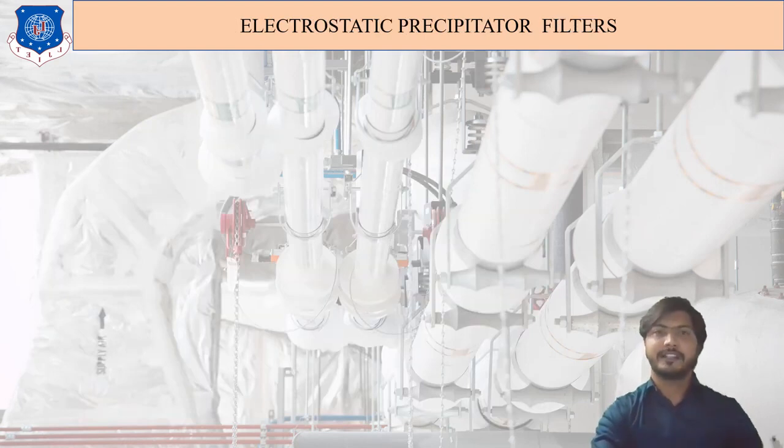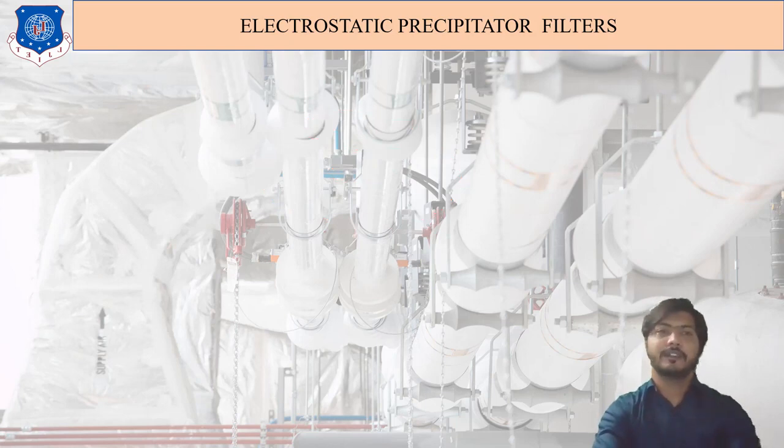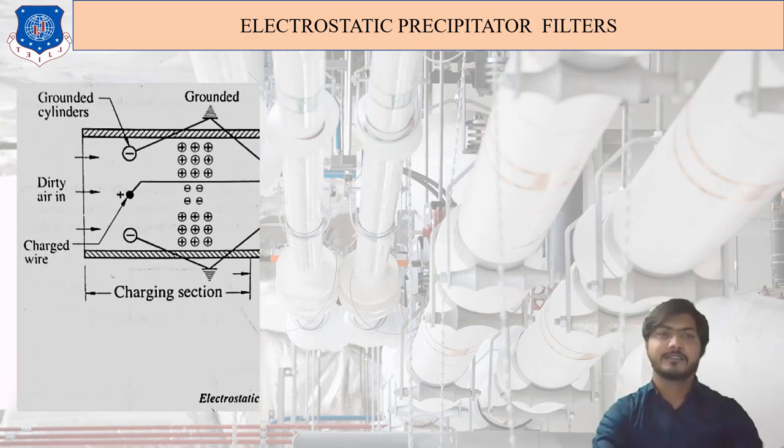Next is the electrostatic precipitator filter. Very important. In short, we call it ESP, and it is used to remove dust particles from air. This is our ESP system. First, how does it work?